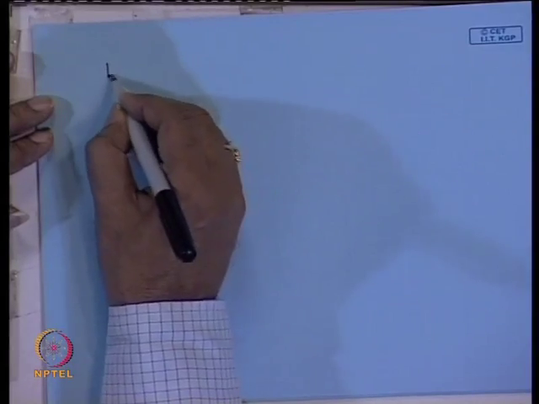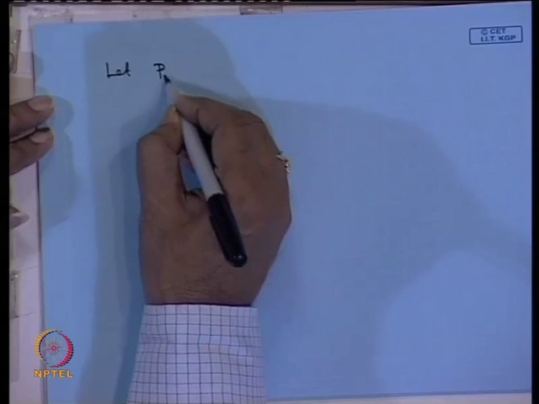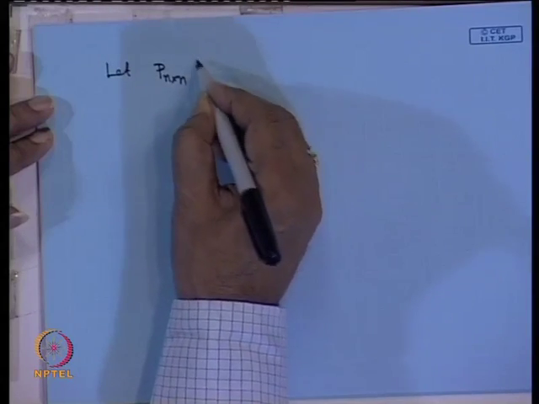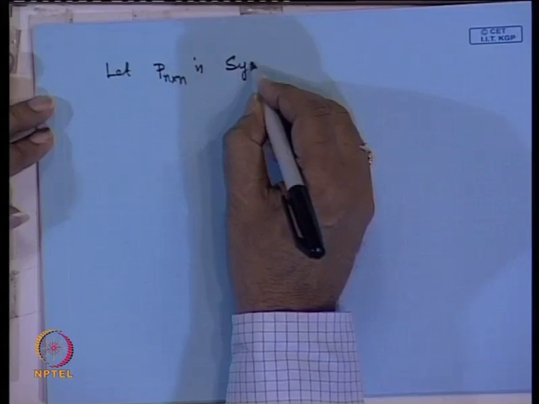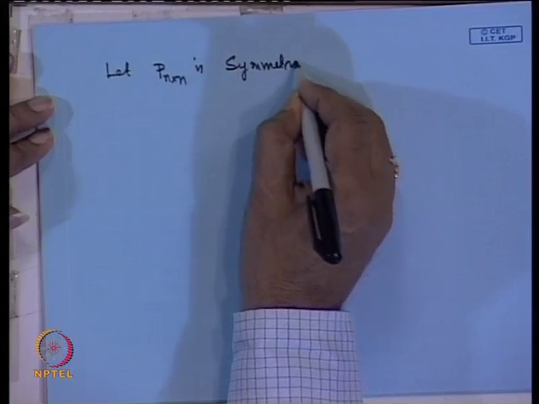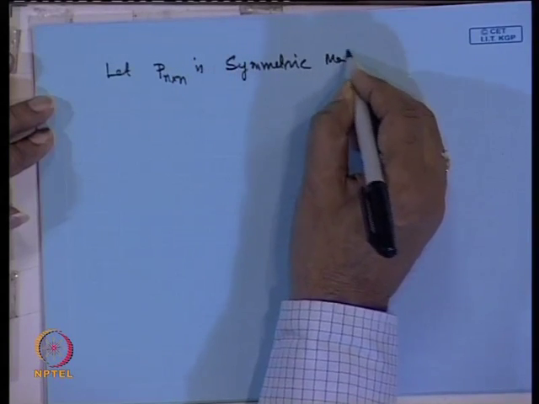So, from now onwards I will consider our P is a symmetric matrix. So, Sylvester's test for positive definite: let P, n cross n, be a symmetric matrix. Even if it is not symmetric, I will convert it into (P plus P transpose)/2, and that one I will consider as P, which is a symmetric matrix.